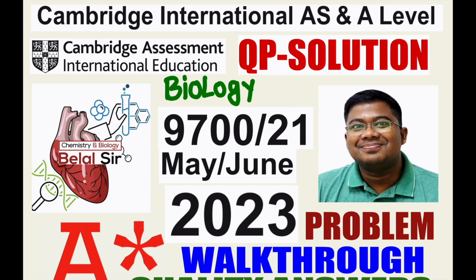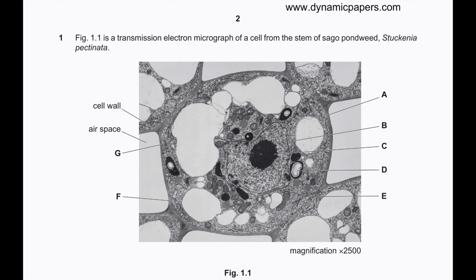Hi everyone, today we'll be solving Cambridge International AS Level Biology 9700 Paper 2-1 May June 2023. Figure 1.1 is a transmission electron micrograph of a cell from the stem of sago pondweed, Stuckenia pectinata. We can see the labeled parts A, B, C, D, E, F, G, H, and cell wall and airspace are labeled.